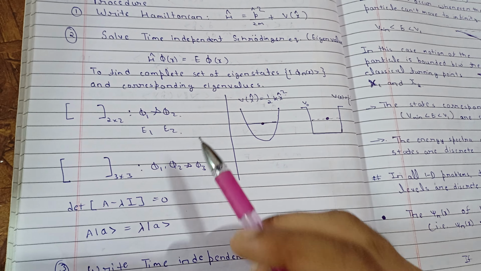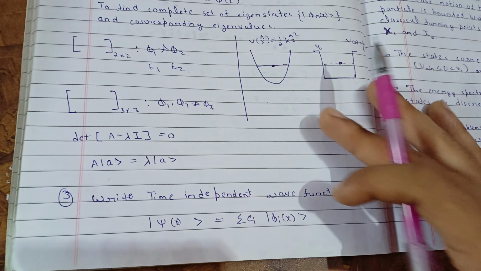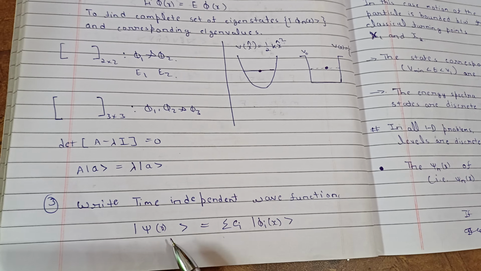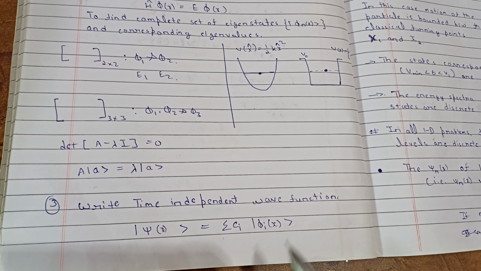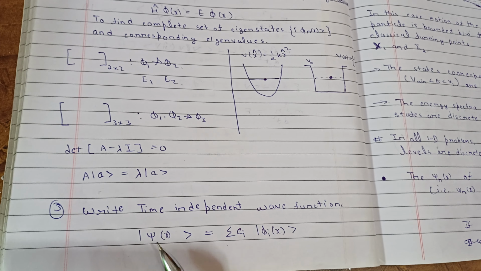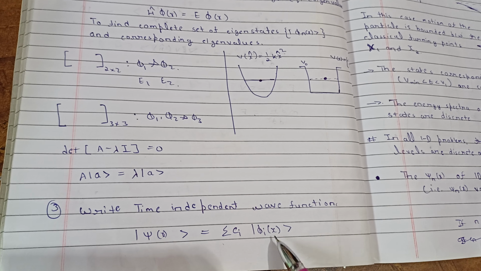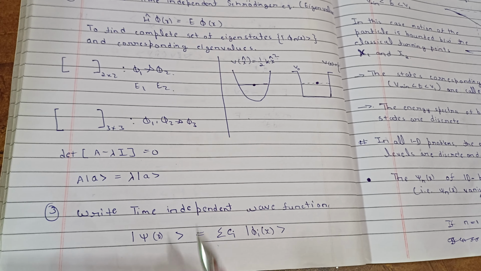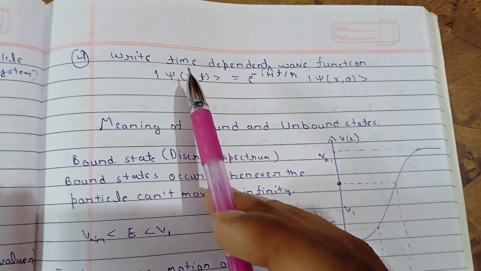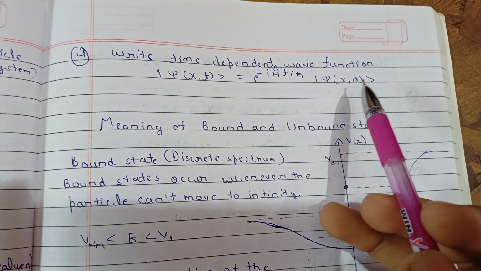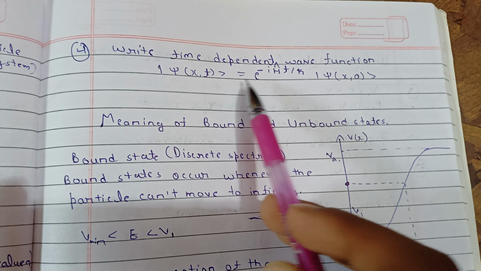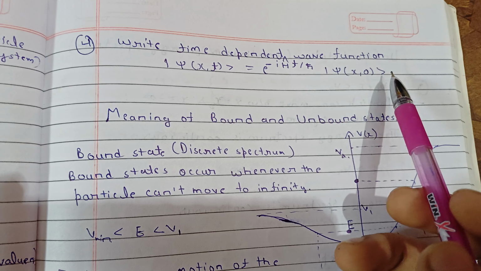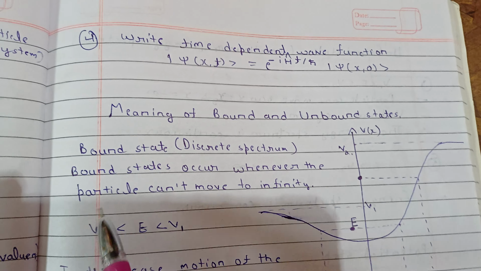When you have the eigenstates and the eigenvalues, you can write the time independent wave function. This is a linear equation, with linearly independent states, so psi(x) will be the sum of c_i phi_i(x). It will be phi 1, phi 2, phi 3 depending on the eigenstates. So you can write this equation after this. Then we can write the time dependent wave function. If we know the time independent one, then we can just write this. We know how to find this; we already solved many questions based on this.